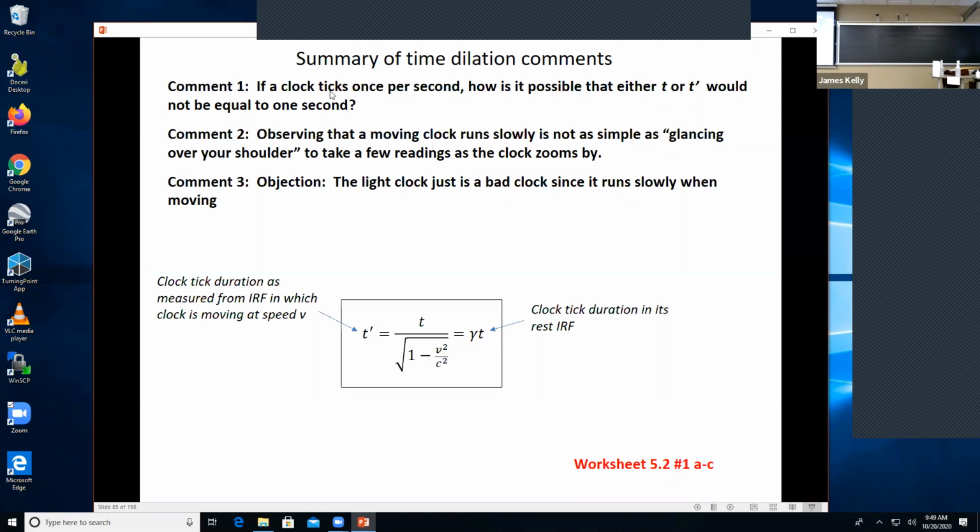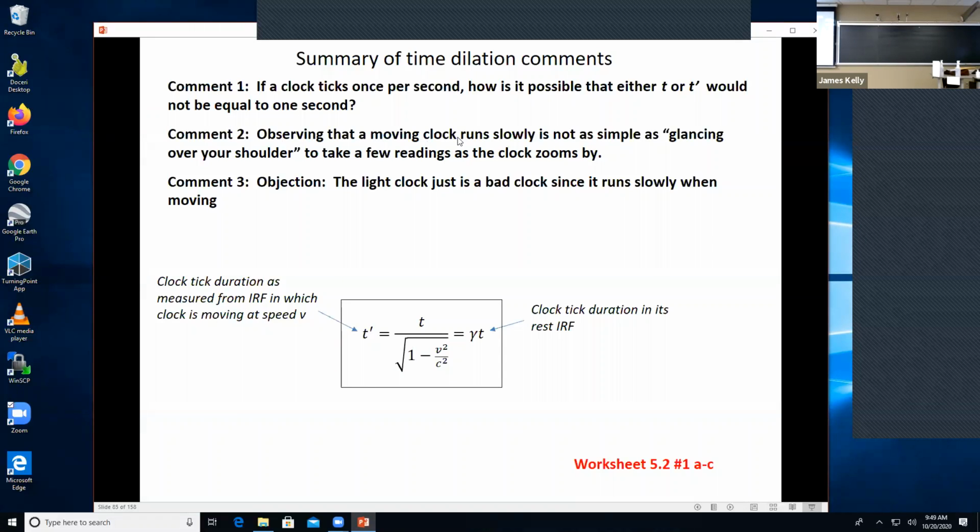So we talked about some comments to clarify how not to think about this or how to think about it. The first comment was, if a clock ticks once per second, how is it possible that either t or t prime would not equal 1 second? And the answer is, well, it's going to equal 1 second in the case that we're familiar with, where the clock is at rest with respect to us. But it's not going to, or at least we shouldn't suppose it would work as normal, if we observe a clock going by at close to the speed of light. And so in that case, we may have to wait longer than 1 second for a 1 second interval to elapse. And that's what this formula is telling us.